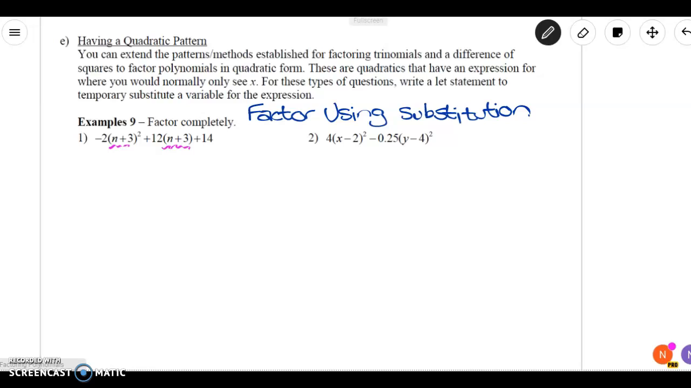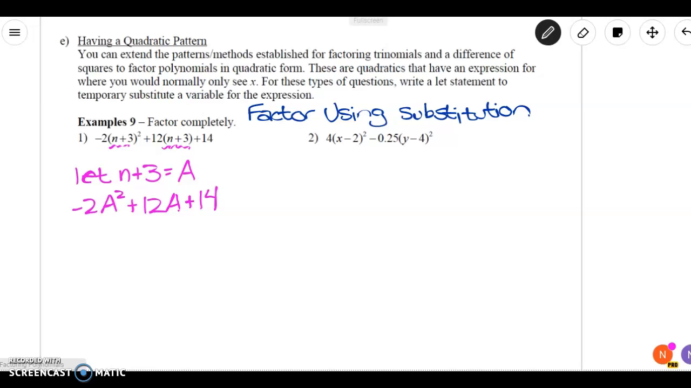When we use substitution, let's replace that n plus 3 with another variable temporarily. So we'll say let n plus 3 equal whatever letter we pick. I'm going to go with a capital A. Usually we do see capitals for this kind of substitution. And I'm just going to rewrite my problem. And anywhere there's an n plus 3, I'm going to replace it with A. Negative 2A squared plus 12A plus 14. And writing it like this makes it more obvious.